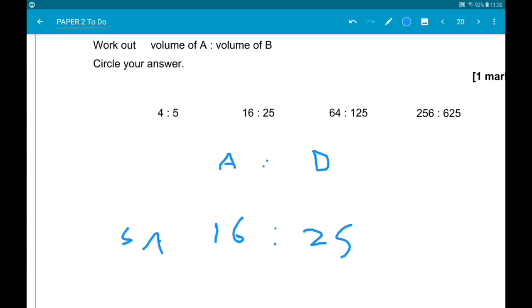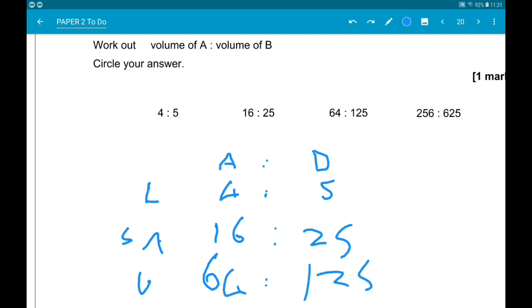We need to get the length ratio. So to get the length ratio from surface area, we square root both parts. So that's going to be 4 to 5. And then we can get the volume ratio from the length ratio by cubing. So the volume ratio is going to be 64 to 125.